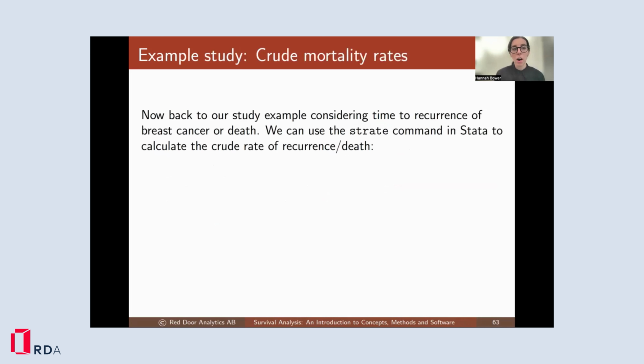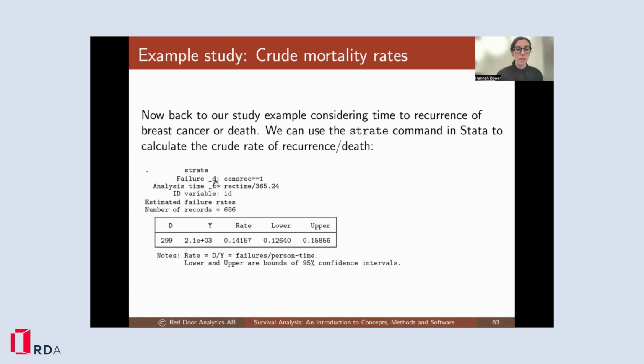Let's go back to our example study where we were looking at breast cancer diagnoses in 686 patients in Germany, and we were looking at time to recurrence of breast cancer or death. We can use the command sdrate in Stata to calculate this crude rate of recurrence or death. We would just use this command and we will get an estimate of the rate, which is the number of events of recurrence or death divided by the total person time at risk.